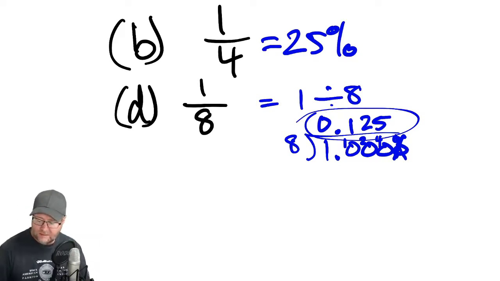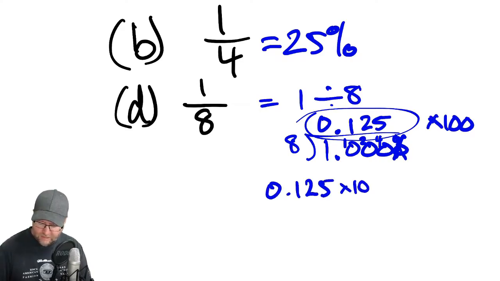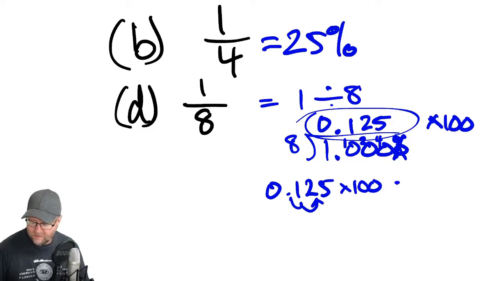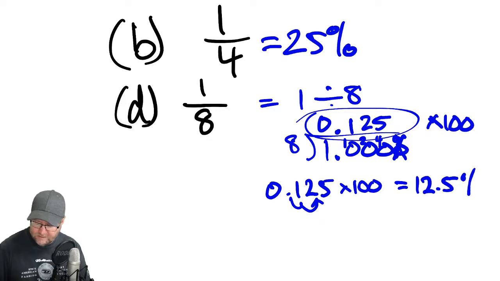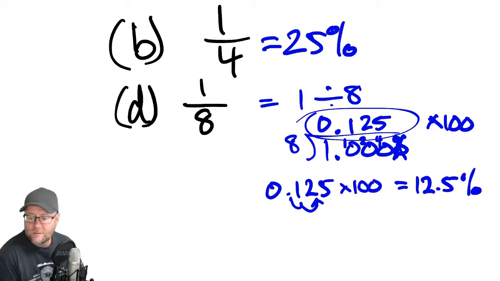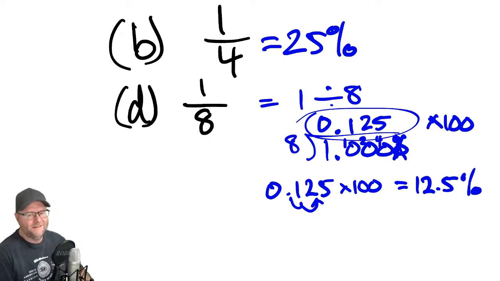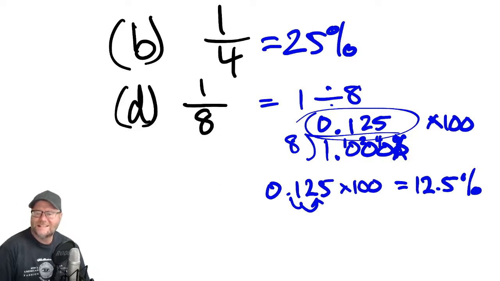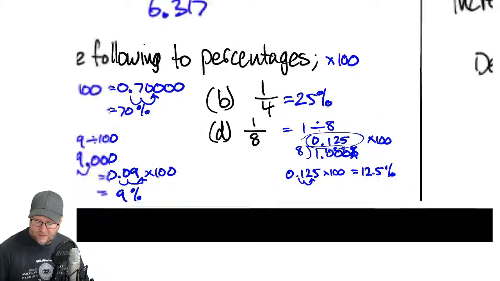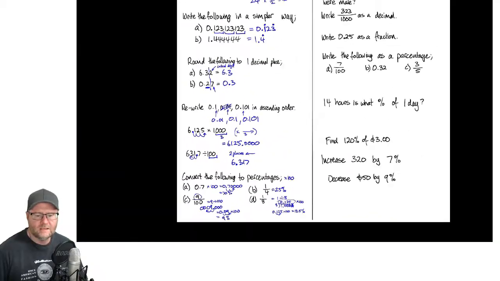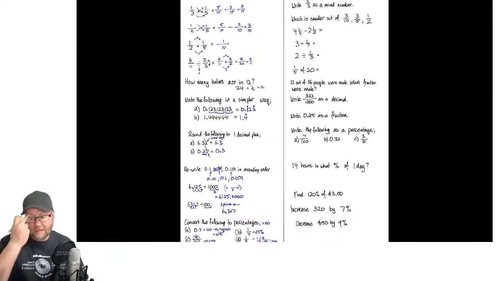Now, remember, to get that into a percentage, we multiply it by 100. So if I've got 0.125 multiplied by 100, I move the decimal point 2 places to the right because I'm multiplying by 100. 12.5%. Now, there's a little bit of work in that one, but it was doable without a calculator. All right, guys, that's the end of our non-calculator section. All of those questions we just did, you'll be asked to do something similar without a calculator.